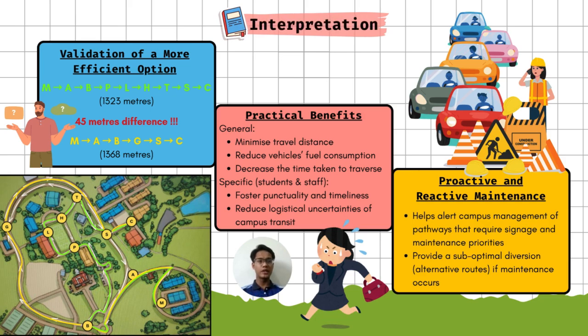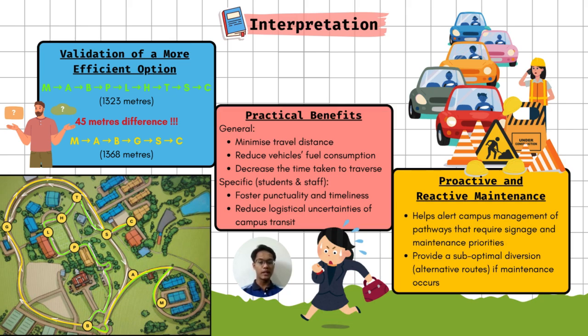So how do we interpret these results into real life? From a logical perspective, we can see that it is a way for us to validate which option is more efficient. As we can see, M, A, B, P, L, H, T, S, C has a distance of 1,323, while the alternative route, M, A, B, G, S, C, has a distance of 1,368. Despite the values only differing by 45 meters, which doesn't seem that big, it actually helps in practical benefits, as we can see in the second point.